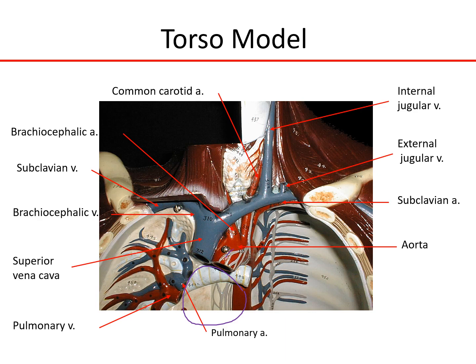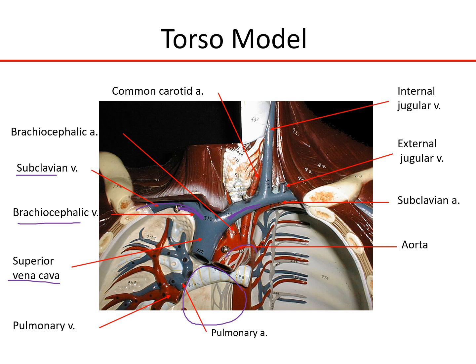But let's look at some of these models, these veins that are coming back to the heart. So if we find our aorta, we talked about that one. Right next to that is our superior vena cava. So it's draining everything from the head and the upper body. So we have our brachiocephalic vein, there, and then also here. So this is also brachiocephalic, both sides.